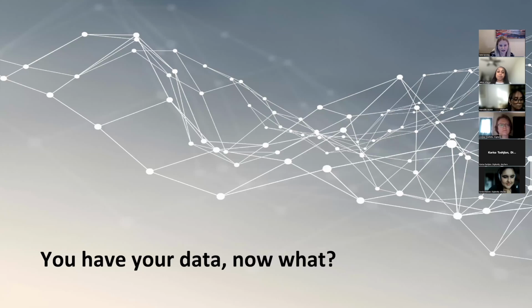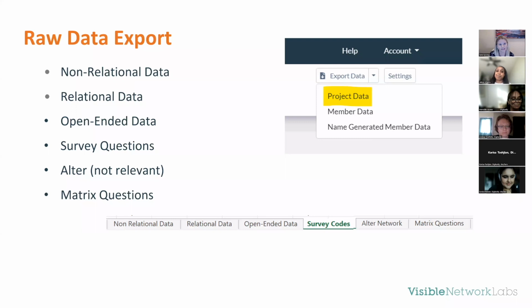So you have your data, now what? There are a couple of places where your data lives in the platform, right? One is in the analyzer, and the other is where you can export it, so that you can see the raw numbers and what's driving the maps and the graphs in the analyzer. And when you download your raw data, there are a number of tabs.